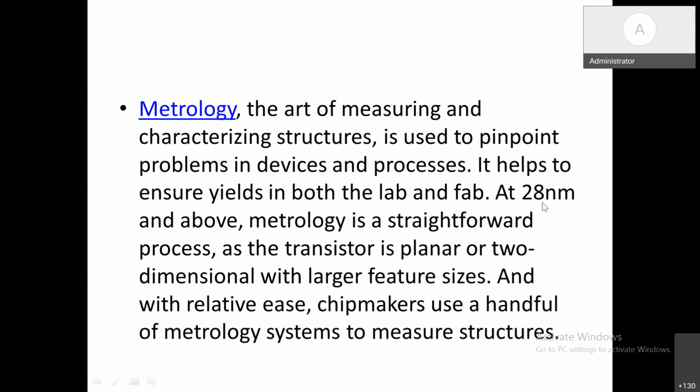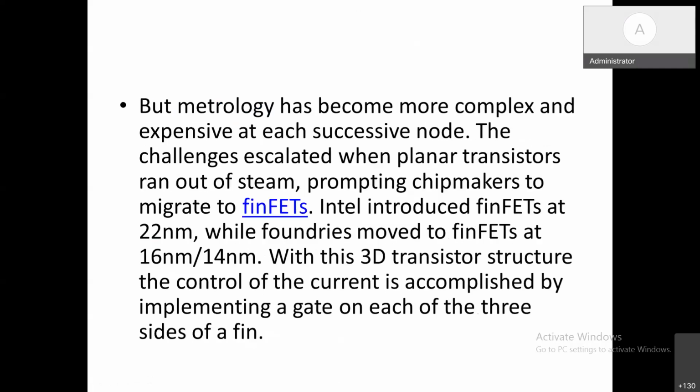In 28 nanometer technology, metrology is a straightforward process, but when you go to less than 7 nm, then you have to make a lot of changes in characterizing or measuring the performance of the structures. This is because they have to deal with the 3D transistor structure with respect to the metrology.